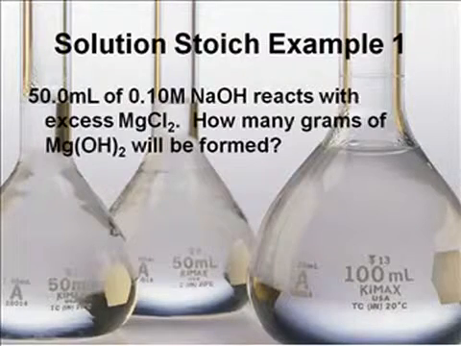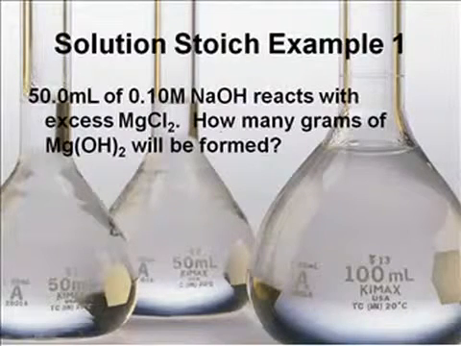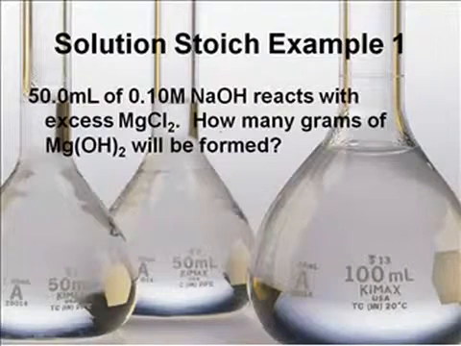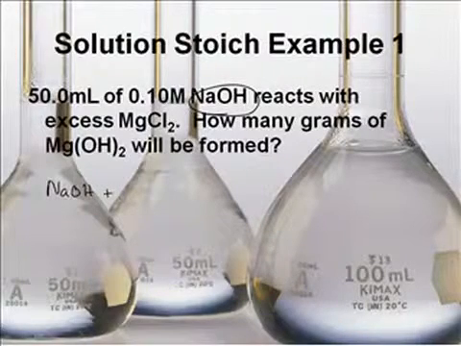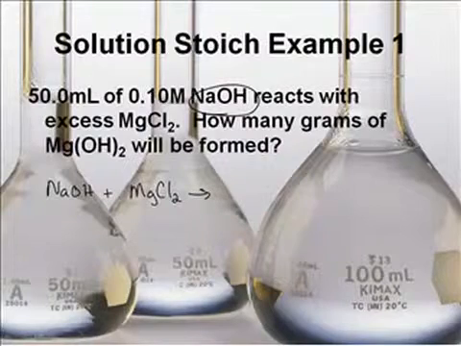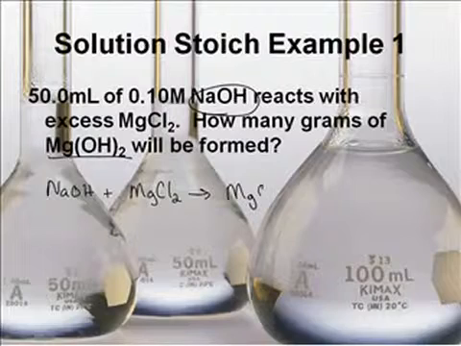50 milliliters of NaOH. Now, it's still a stoichiometry problem. So when you have a stoichiometry problem, what do you always start with? The balanced chemical equation. That's right, the balanced chemical equation. So I'm going to ignore the numbers for a moment. I'm going to write down the reaction. So NaOH reacts with excess magnesium chloride, MgCl2. How many grams of MgOH2 are formed? So I've told you one of the products, which is MgOH2.